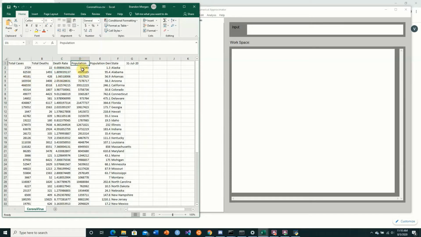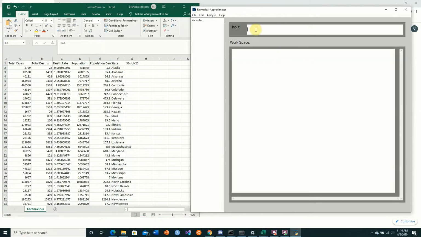And then here we have the population. The population density is simply the population divided by the landmass. So there's on average 1.3 people per square mile in Alaska. And so we want to see with this data set if we can actually take out any kind of information. So the first thing we're going to do is import this into our matrix.